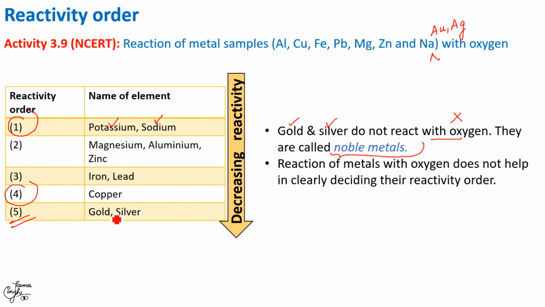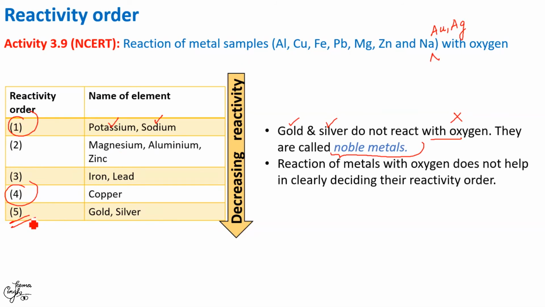But as you can see here, there are few metals that occupy the same slot. For instance, sodium and potassium both belong to number 1. Magnesium, aluminium, zinc occupy the second slot. The third slot is occupied by iron and lead.